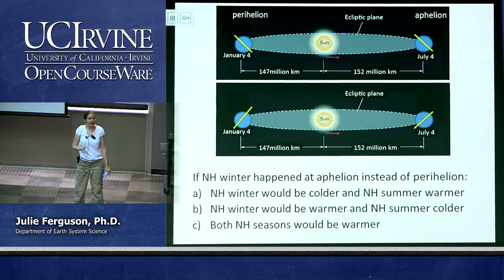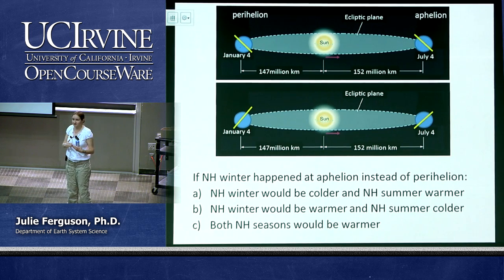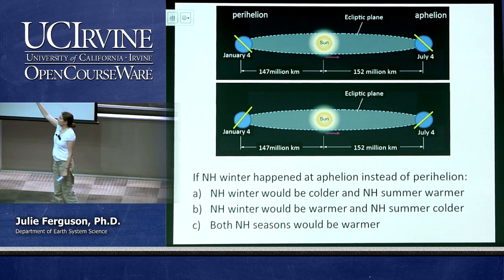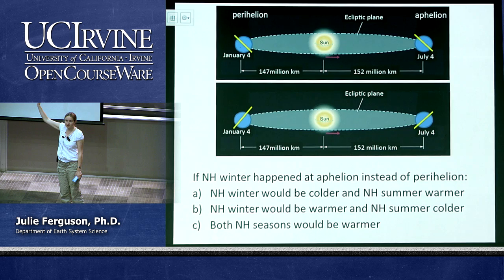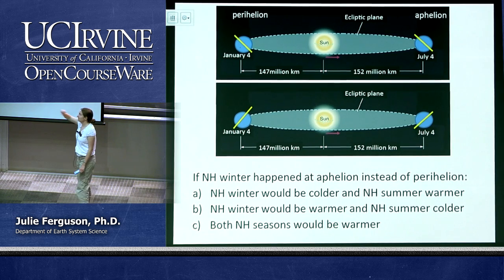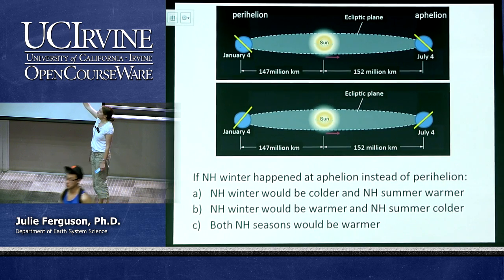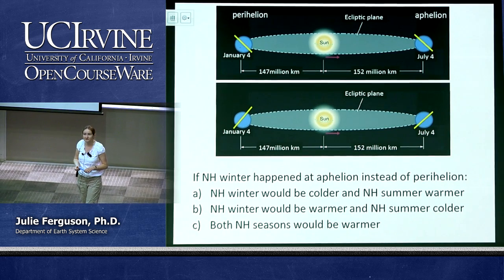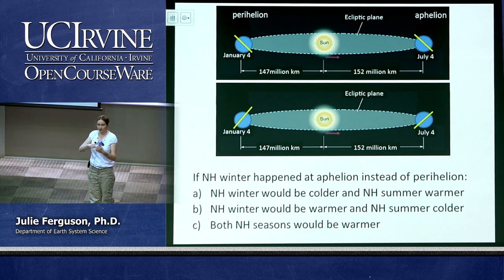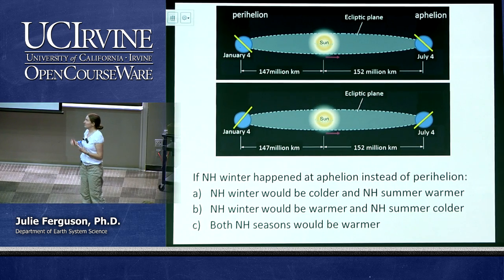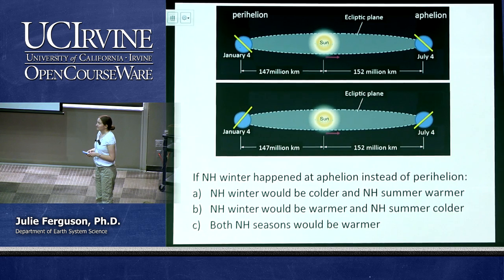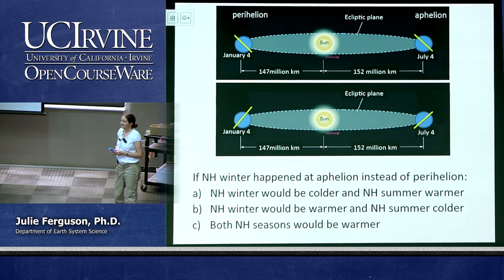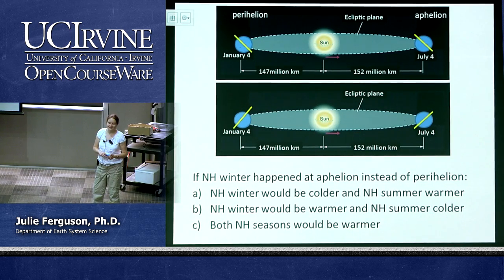Below that, I have what would happen if that was reversed. So instead of having our winters on January 4th at perihelion, where we're closest to the Sun, what would happen to our winters if we instead had our winters when we're furthest away from the Sun? And then think about what would happen to our summers. Where do we have our summers today in that elliptical orbit? Where would that be if that was reversed? Okay? So think about it for a couple of minutes. You should have done this over the last 2 days. Let's see if we can get better than a 50-50 this time around.